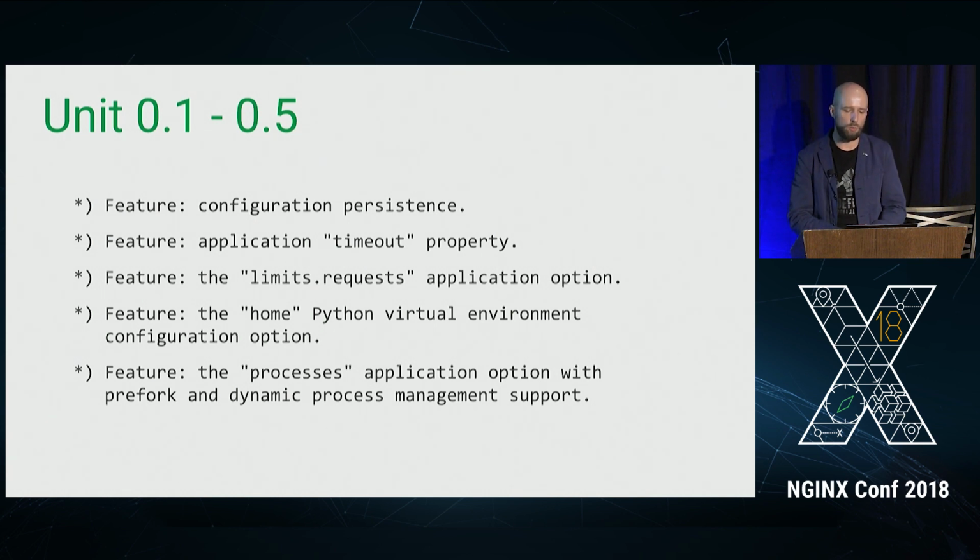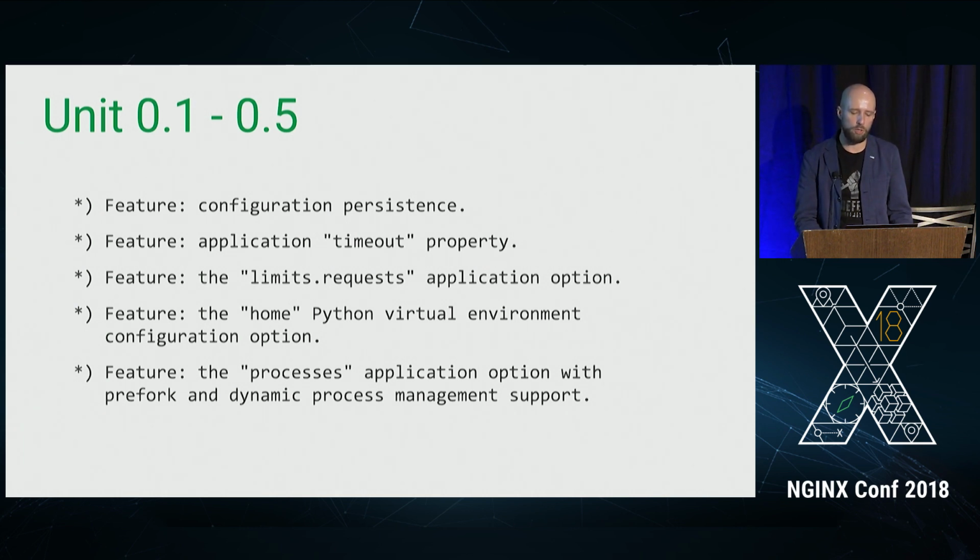Next thing that we added was the timeout functionality for Unit to stop the processing of requests that take too long to execute. And in addition to that, we added the limits request property that allows you to have a limit on the number of consecutive requests processed by the same worker process of the application.